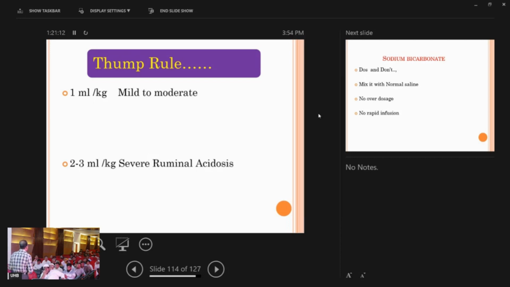So in small ruminants, don't give direct IV sodium bicarbonate. Rapid alkalization will lead to cholesterol damage. In large animals, no problem. Even if you are giving directly, nothing will happen. In small ruminants, you have to mix it with normal saline and give it slow IV. In large animals, you can mix it with normal saline and give.